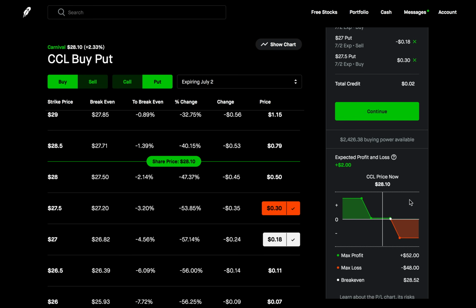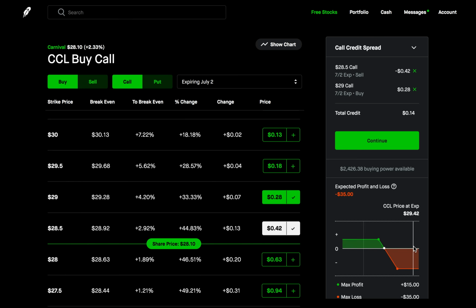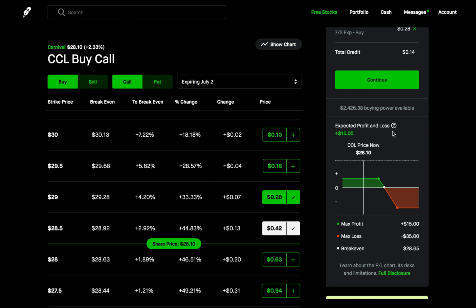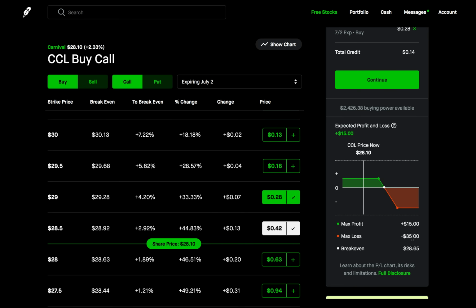And if we take a look at our profit and loss chart, notice that our max profit is now $52, right? Remember, for just this call credit spread that we were setting up, our max profit was only $15. Now with what we just did, by using the credit we're receiving here to finance another play, our max profit has jumped up to $52. And take a look at the max loss. The max loss is 48, and before it was 35. So that barely went up, especially when you compare it to the profit.